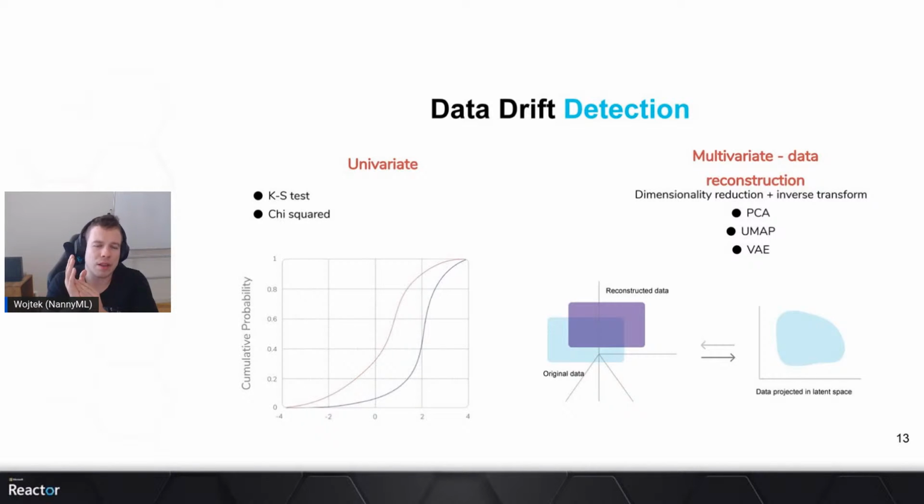First of all, we can look at univariate data drift detection methods, where we look at every feature separately and do not consider relationships between those features. We take our reference data set, for which we know everything is fine, and compare it with the analysis data set. We run some statistical tests like the KS test or chi-square test to see whether the distributions of the reference data set and the analysis data set are significantly different. And if they are, then we see that we have some kind of data drift.